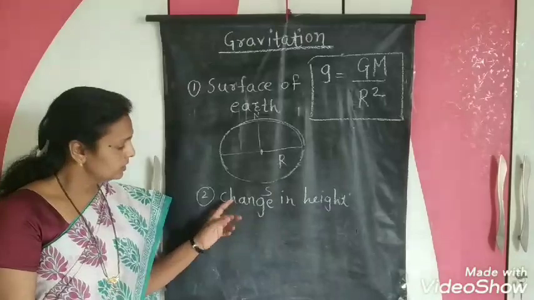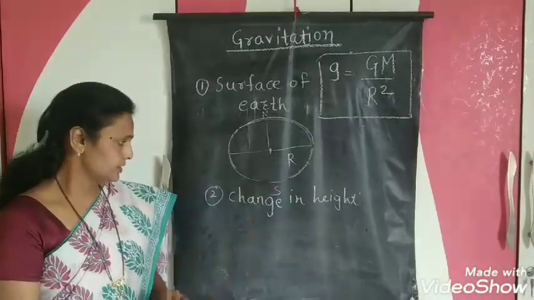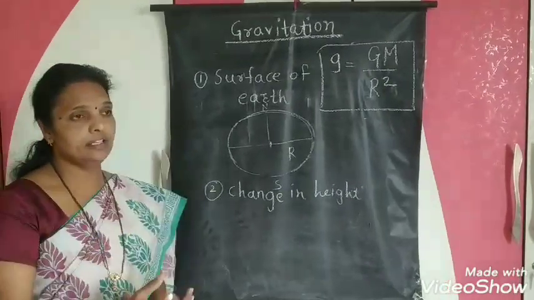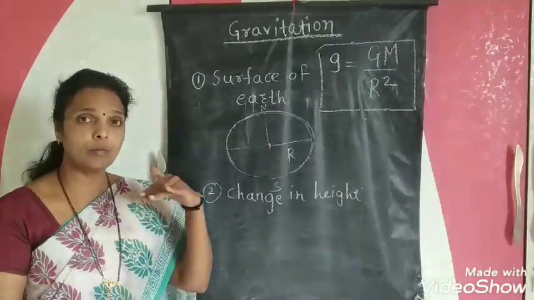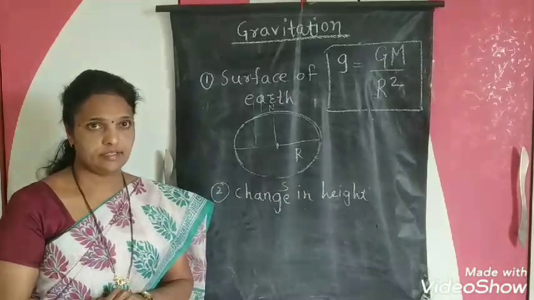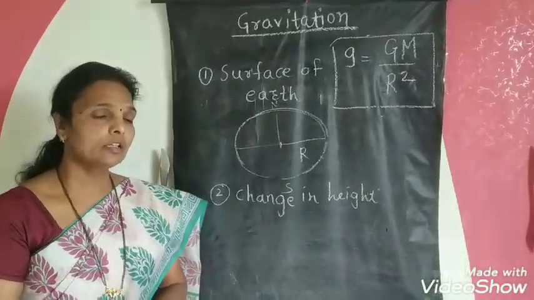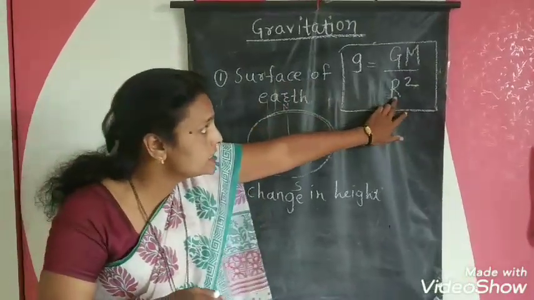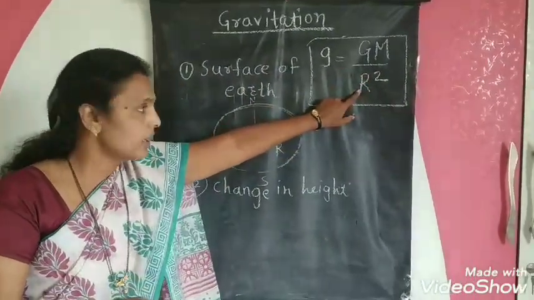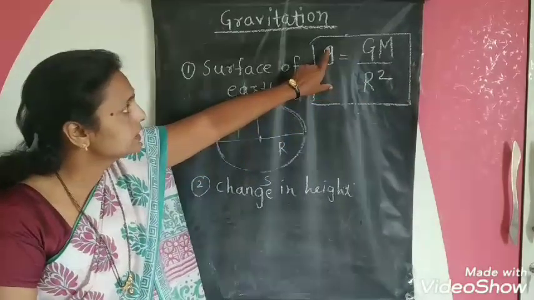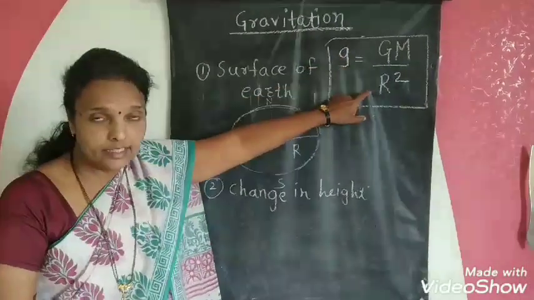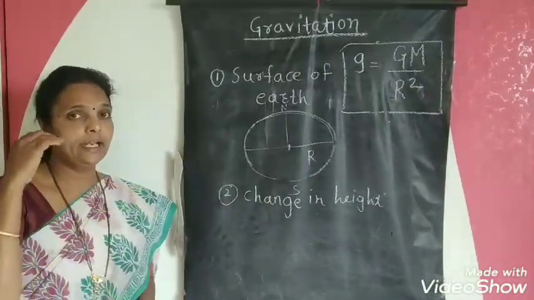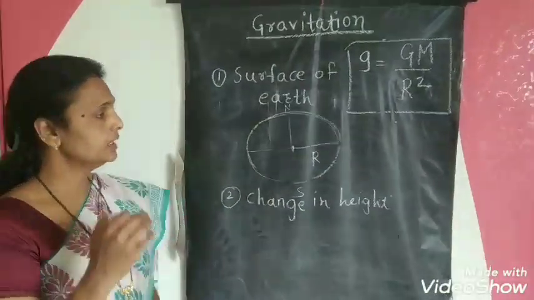Now the next point is change in height. When we go above the surface to more height on the earth, the value of R will increase. And if the value of R increases, the value of g decreases. So as we go above to a height, the value of g decreases.